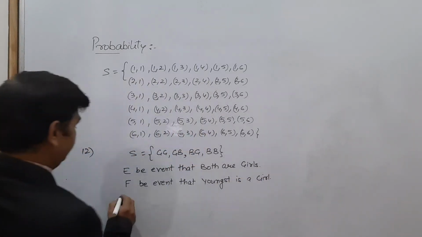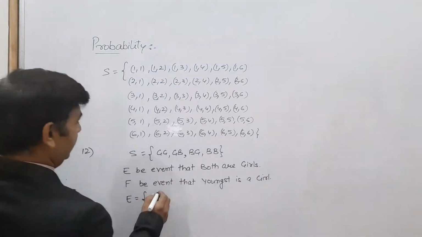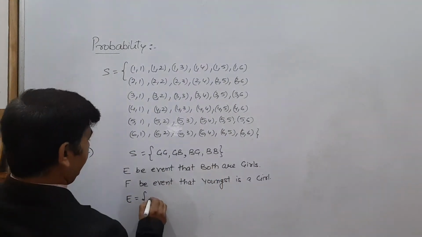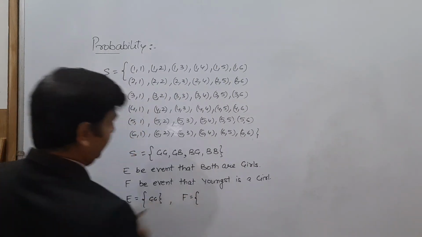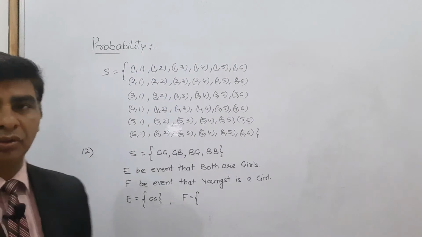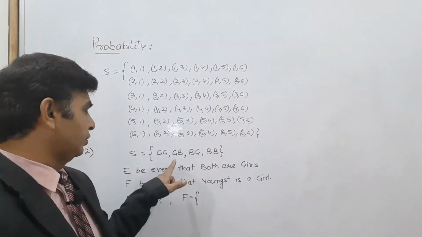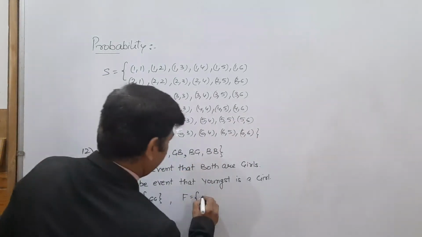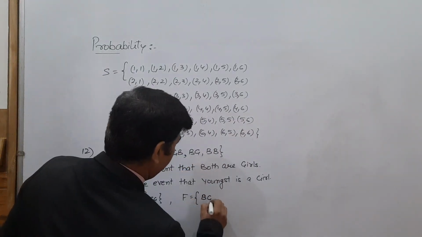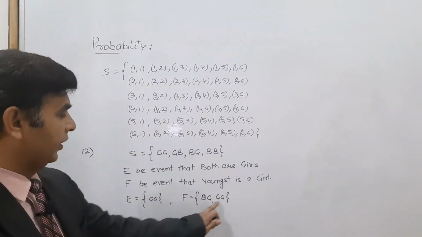So let me write down all the elements of E first. Which elements will come in E? Both are girls, so this has only girl-girl. What will it be for F? Youngest girl. Who is the youngest? The smaller one, the one who is born later, so that baby is your youngest one. So these are girl-girl and boy-girl. Those 2 cases will be there, because the one born later is the younger one.